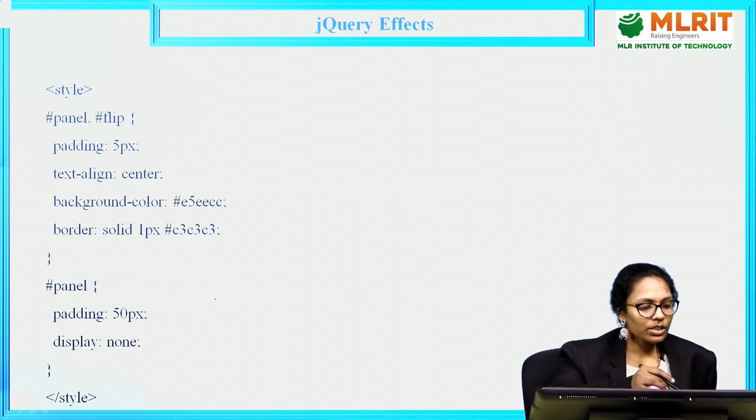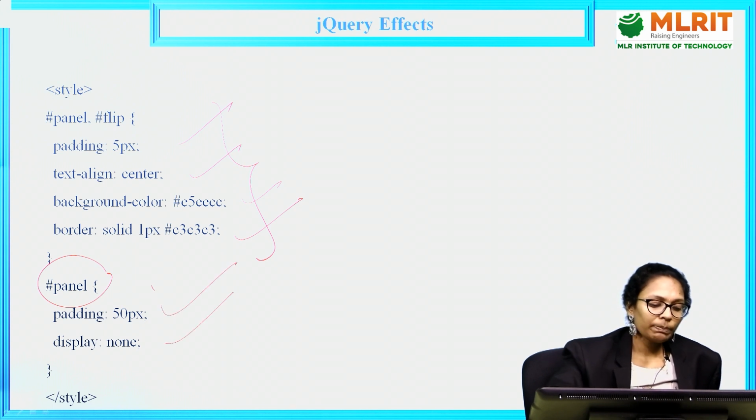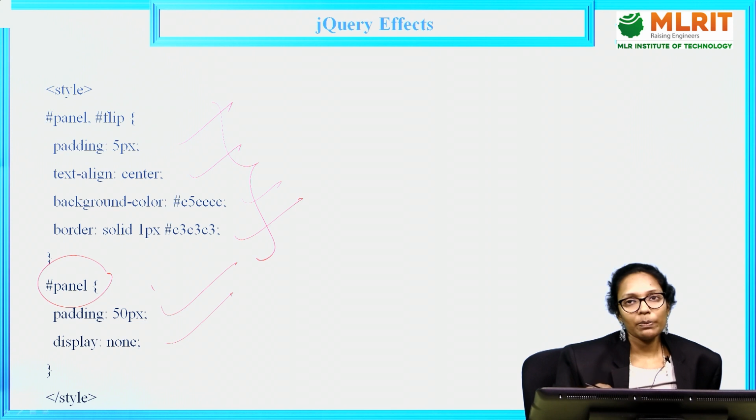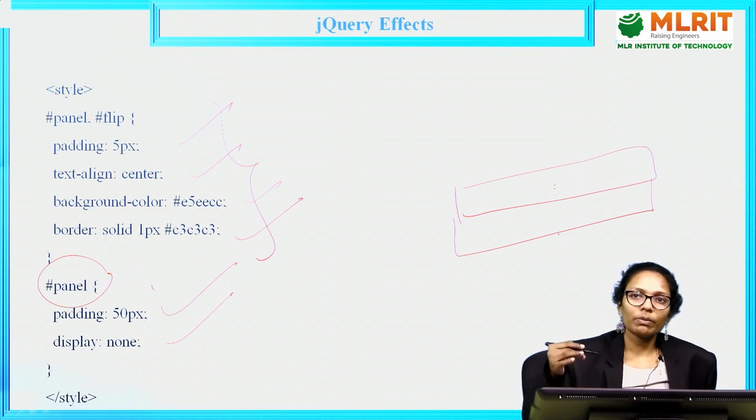And coming to the styles, the first one is the same as the previous one: padding, text alignment, background color and border. Coming to the panel, the second division, the padding is 50 pixels and display is initially none. That means in the program, you will get only one division initially. If I click on the division, the second division should appear automatically. If I again click on the first division, the second division will slide up.